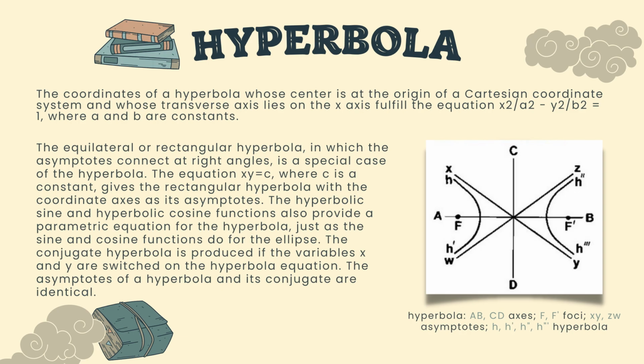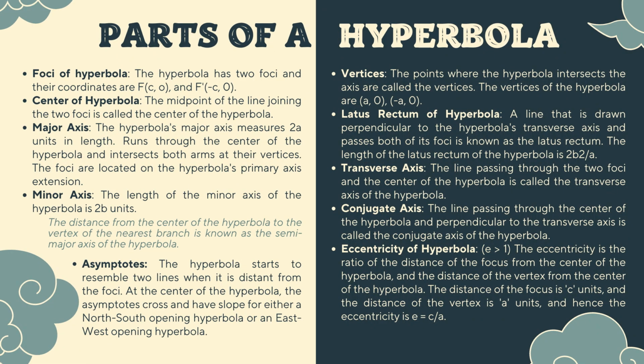The hyperbolic sine and hyperbolic cosine functions also provide a parametric equation for the hyperbola, just as the sine and cosine functions do for the ellipse. The conjugate hyperbola is produced if the variables x and y are switched in the hyperbola equation. The asymptotes of a hyperbola and its conjugate are identical. Let us check through a few important terms relating to the different parameters of a hyperbola.